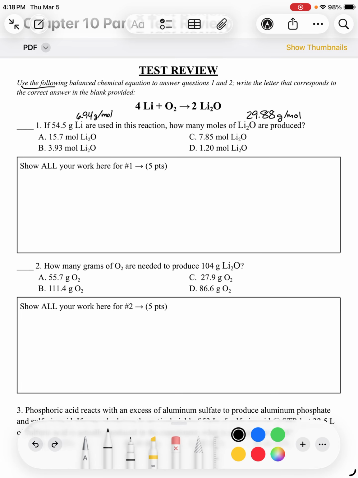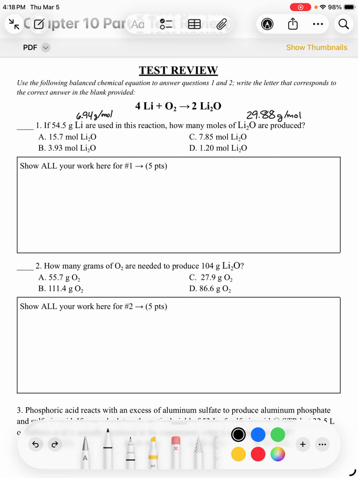Note, we want to go ahead and read the instructions. Always read the instructions. They're not there just to add decoration. They do give insight. Notice the question is, use the following balanced chemical equation to answer questions 1 and 2. Write the letter that corresponds to the correct answer in the blank provided. And then we have our balanced chemical equation.